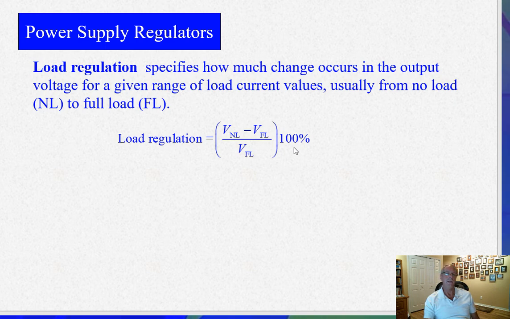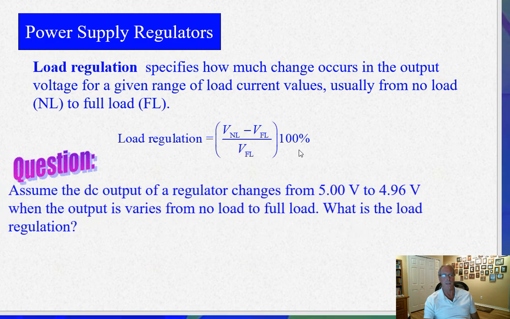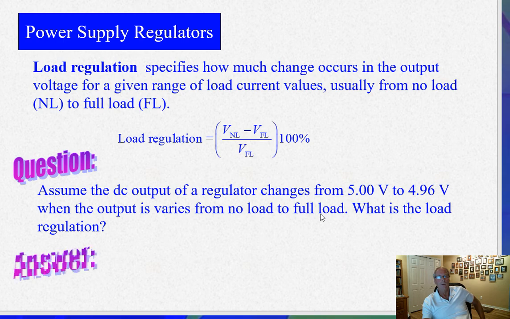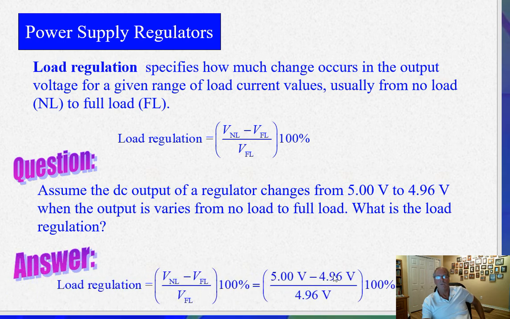Now, usually if you load a voltage regulator up, the voltage output goes down just a little bit. Okay, and I think there's an example here. DC output of a regulator changes from 5 volts to 4.96 when output varies from no load to full load. What is the load regulation? Well, we've got 5 volts minus 4.96 divided by 4.96, and the answer is 0.8%.